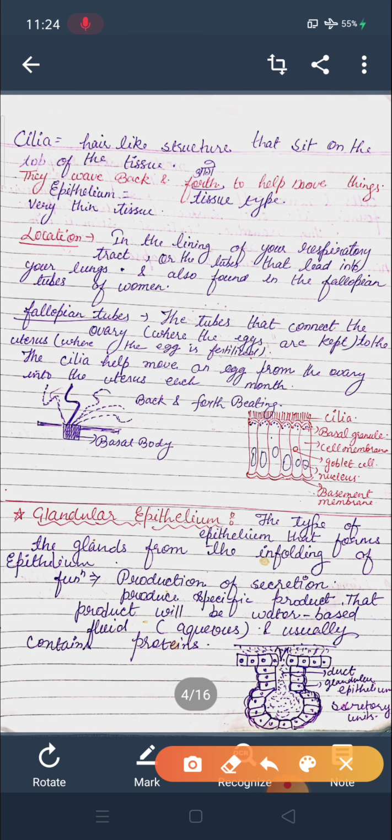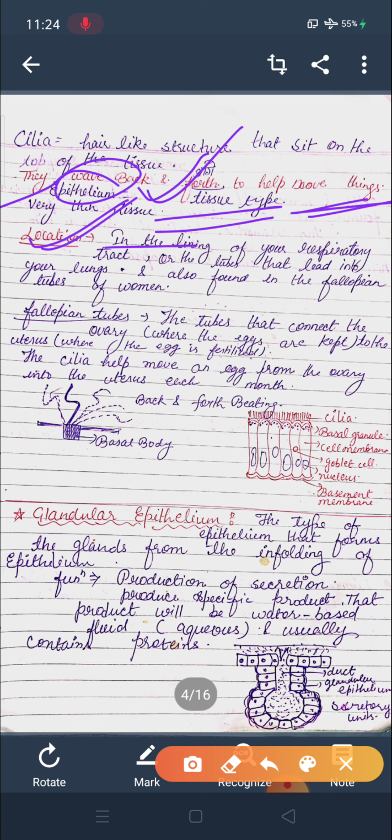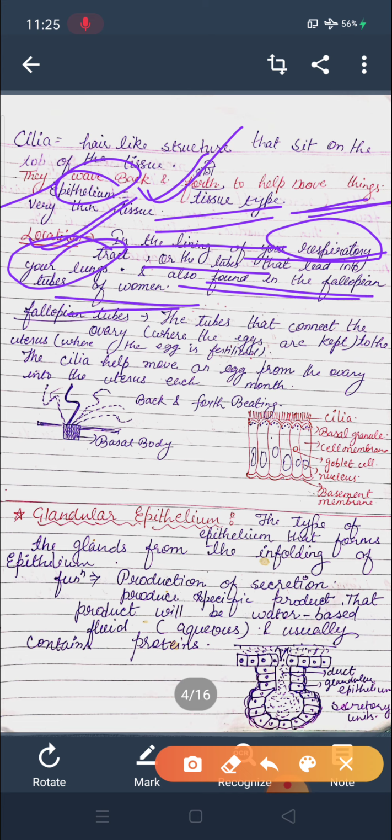So they wave back and forth to help moving the things. These types of tissues are present in the lining of your respiratory tract or tubes that lead to your lungs, and also found in the fallopian tube of women.